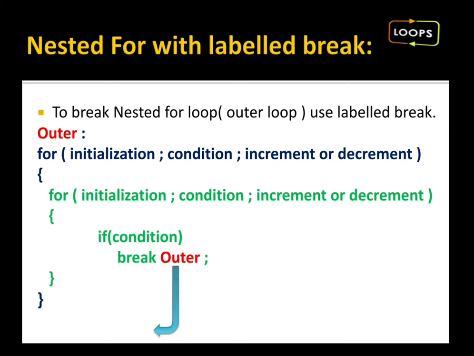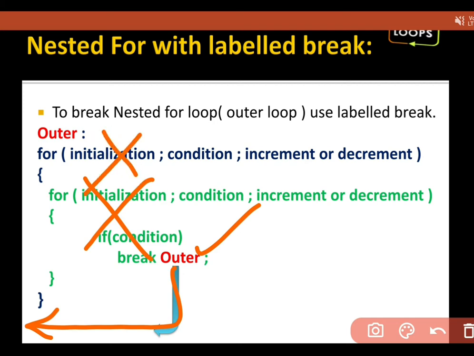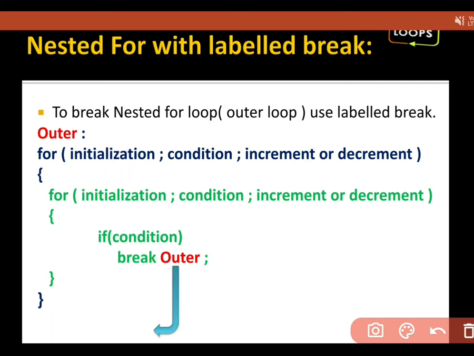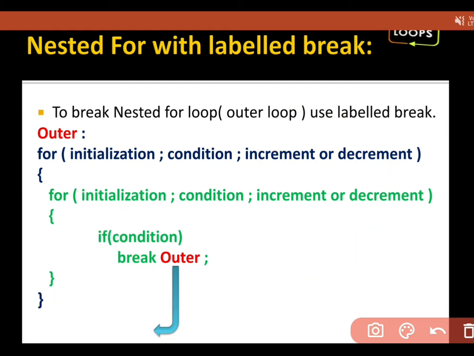Now, what will happen when it is executed? We will come here directly. Means the inner loop is automatically terminated when the outer is terminated. If I'm using a normal break here, what will happen? The inner loop will be terminated, but the outer will keep working. But when I'm using labeled break, it will terminate the outer loop.